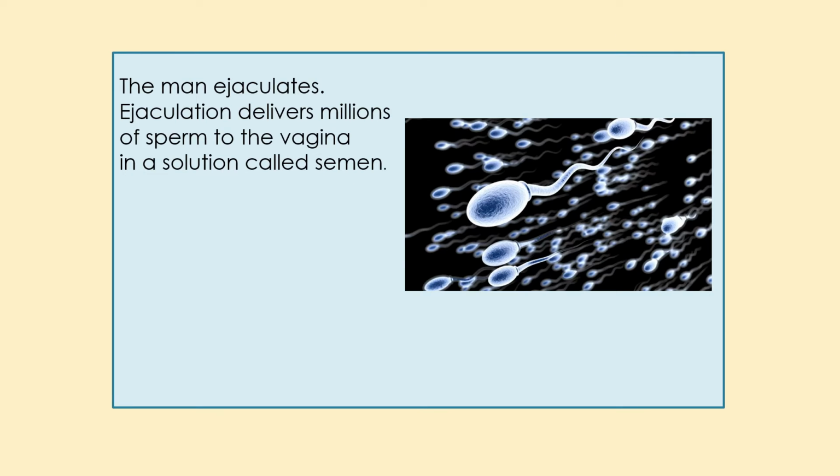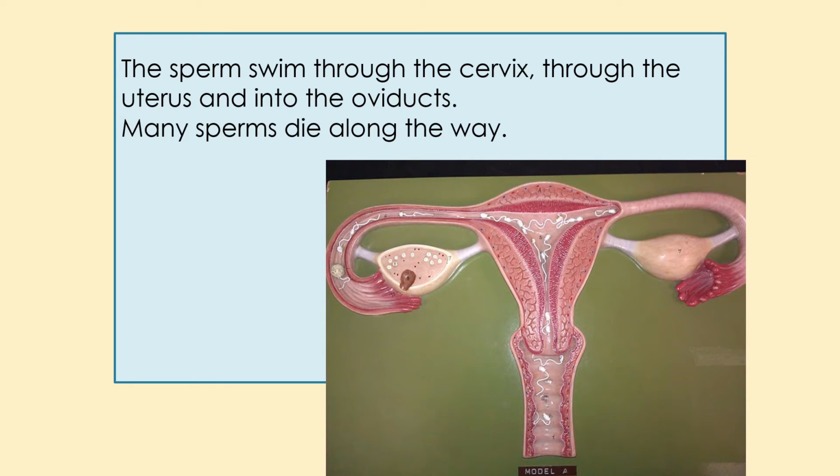The man ejaculates. Ejaculation delivers millions of sperm into the vagina in a solution called semen. The sperm cells swim through the cervix, through the uterus and into the oviducts. Many sperms die along the way. So the sperm's being ejaculated into the vagina on this diagram, and they just swim randomly in all directions.